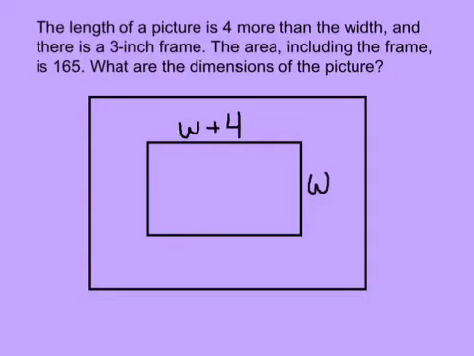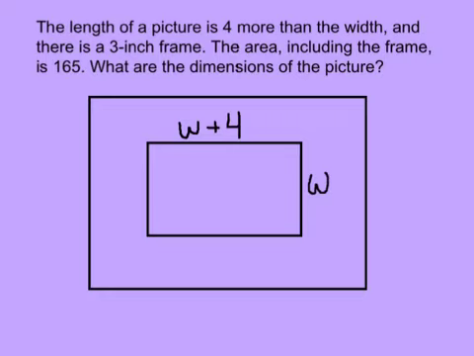Alright, Algebra 2, I sort of paraphrased this one here. The basic problem was that there's a picture and the length is 4 more than the width, and there's a 3-inch frame around it, and it said that the area including the frame is 165, so what are the dimensions of the picture? So basically what we're trying to find is what is the width, and then that will help us find what's the length, and then we'll be done.